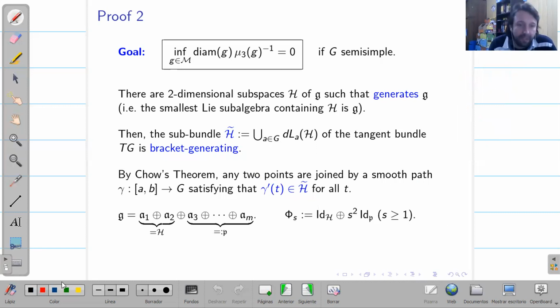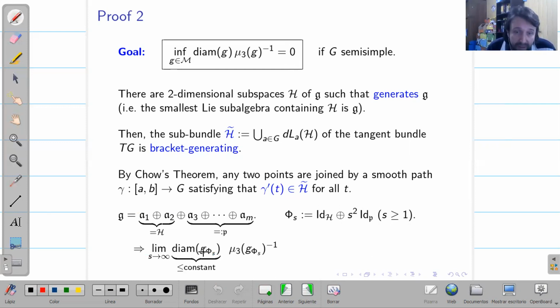And well, here is the idea. We write G as H plus something, any complement, and you write any of these two subspaces as a sum of one-dimensional subspaces, and then pick phi s, a positive definite symmetric map, as the identity here, and a multiple of the identity. And again, we want to take the limit when s goes to infinity and check that this is going to be 0, right? And why is that?